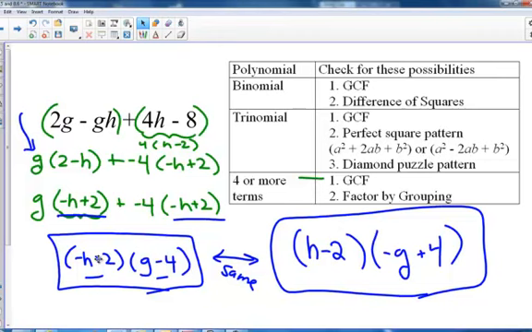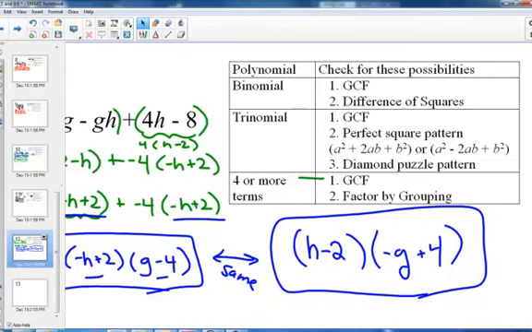All right, so that was a big, huge conglomeration summing up Chapter 8. I hope it makes perfect sense, and I hope you're feeling very confident with factoring. I will see you all tomorrow.